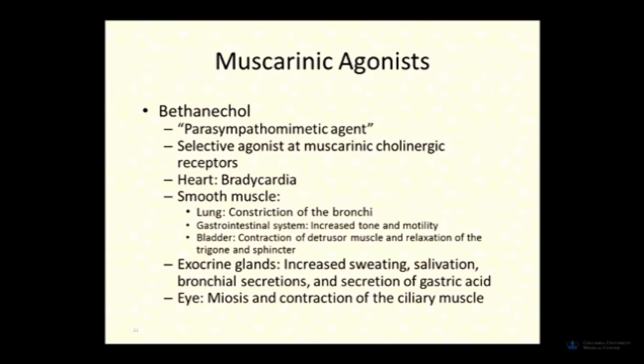So in the process of voiding, two things have to happen. Your bladder has to contract, and then the sphincter allowing urine to leave the bladder has to relax. Okay. Both of those things are the natural effect of acetylcholine and parasympathetic stimulation. In exocrine glands, you get increased sweating, salivation, bronchiolar secretions, all the ones that I mentioned, and constriction of the pupils. So bethanechol really does it all in terms of activating these effects.